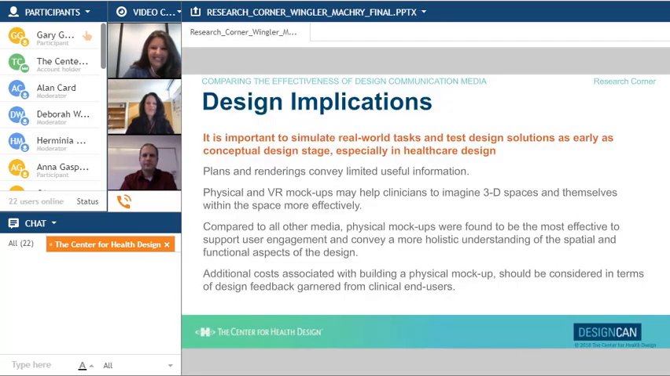Well, thank you, Armenia. So some of the design implications that we can take away from this is that it is really important to simulate real-world tasks and to test design solutions early in the process because clinical end users really do have a lot to contribute to how the design can support their work practices. We also really can say that in many regards, the floor plans really convey very limited information, but more importantly, they really do limit the amount and the type of design feedback that you are going to garner from clinical end users.